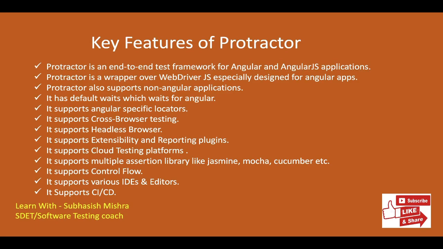Protractor supports multiple assertion libraries. It supports Jasmine, Mocha. You can even use your custom libraries. By default, Protractor uses the Jasmine framework for assertions.